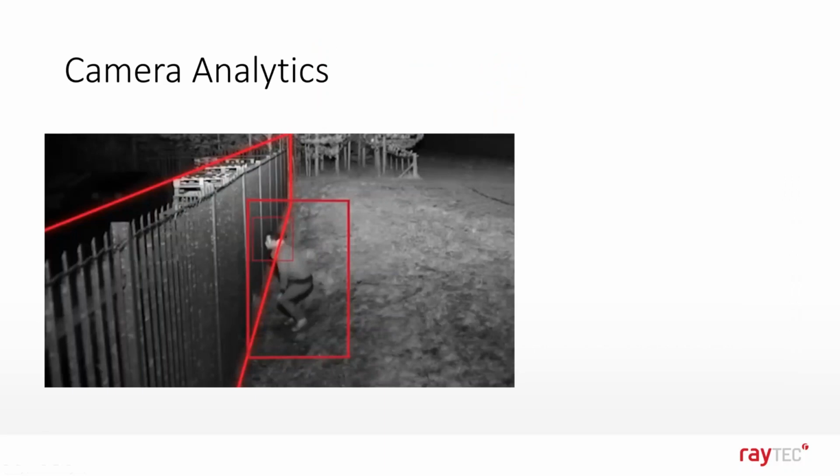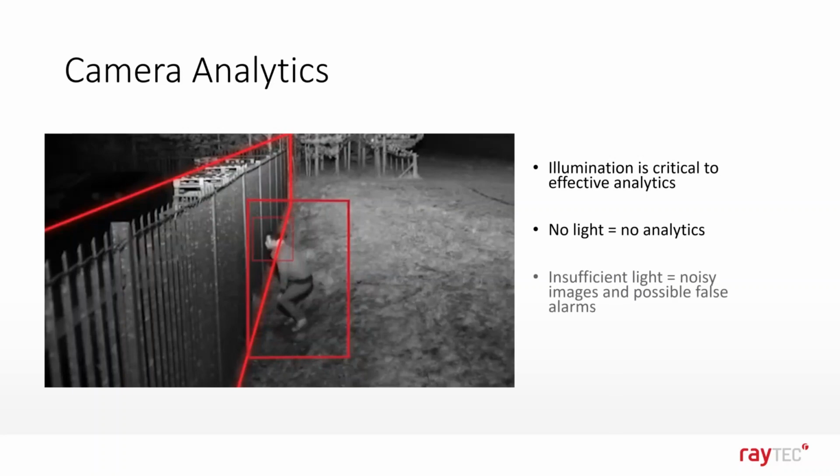Camera analytics is a different thing when specifying lighting, because depending on what type of analytics are being used, you may need more light on that. So fundamentally, no light means no analytics. If you have low light, it could mean it's struggling to classify, and what it does classify might be at a low confidence.